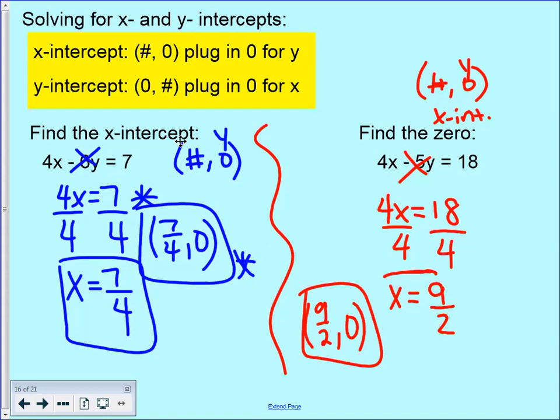Notice how easy this is, guys. Just plug in that number and then solve for that letter that you're wanting to solve for. That's how you get these x and y intercepts by hand.